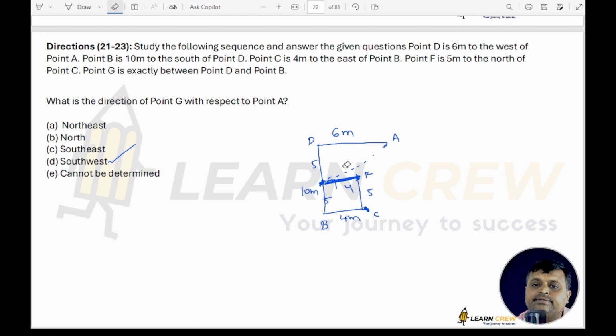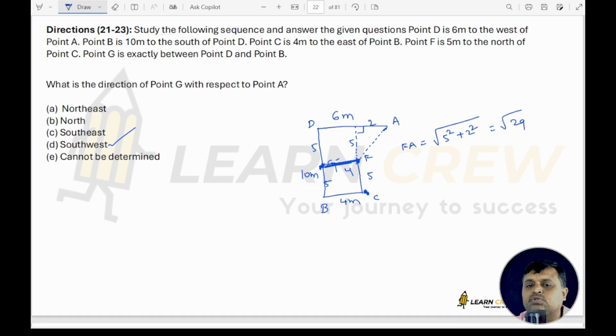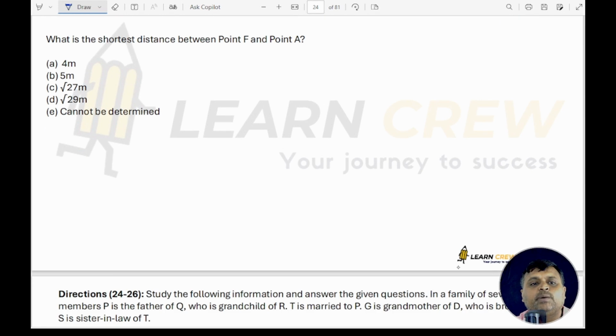If you take here, this is the distance you need, FA. It is a right angle triangle, where one side is 5. The total is 6, up to here 4, so it is 2. So FA would be root over 5 square plus 2 square. By Pythagoras theorem, you will get root 29. So the answer is root 29. Check whether you have the option or not. Correct. Next.